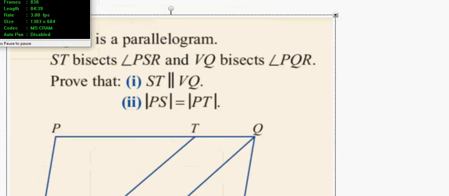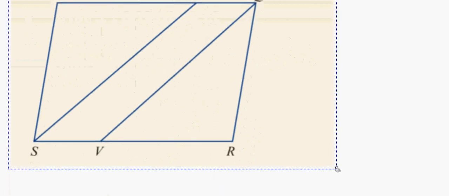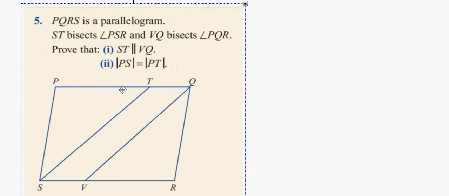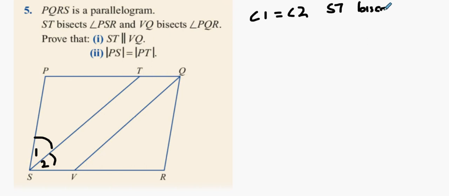Let's keep going. Okay, so let's continue to question 5, which is this fairly large diagram here. We'll reduce it down a little bit. So PQRS is a parallelogram. ST bisects PSR. So that means angle 1 will equal angle 2. Bisection. ST bisects PSR basically. Angle PSR. Happy days. Phi Q bisects PQR. So where's PQR? P to Q to R.